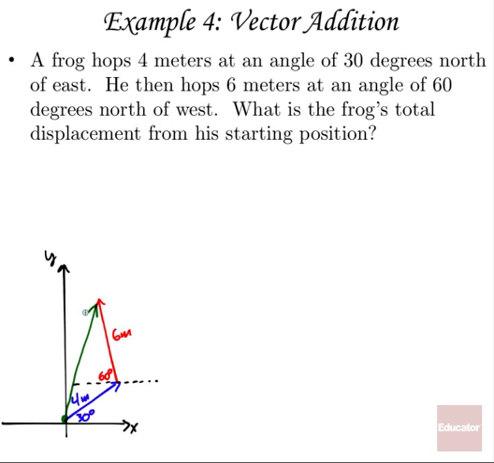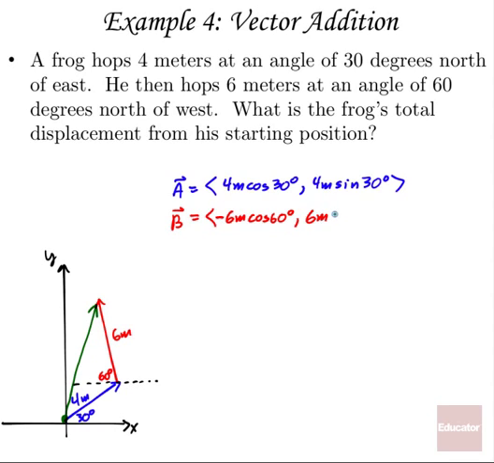Or if I wanted to do this analytically, a little bit more exactly, I could take a look. If our blue vector A is equal to, well, its x component is going to be 4 meters cosine 30 degrees. And its y component is going to be 4 meters sine 30 degrees. Our B vector, there in red, is going to be, well, we've got 6 meters cosine 60 degrees for its x component, but it's to the left, so let's make sure that's negative. And its y component is 6 meters sine 60 degrees.